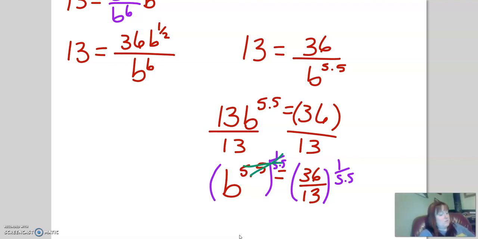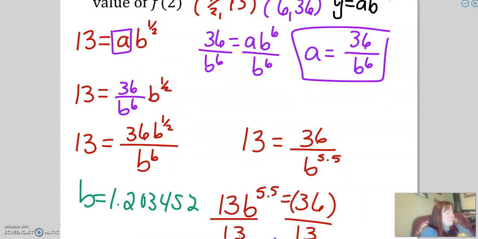Okay, so let's do this. 36 divided by 13 to the 1 divided by 5.5. Okay, so I get that b equals 1.20345. So b equals this kind of nasty 1.203452.